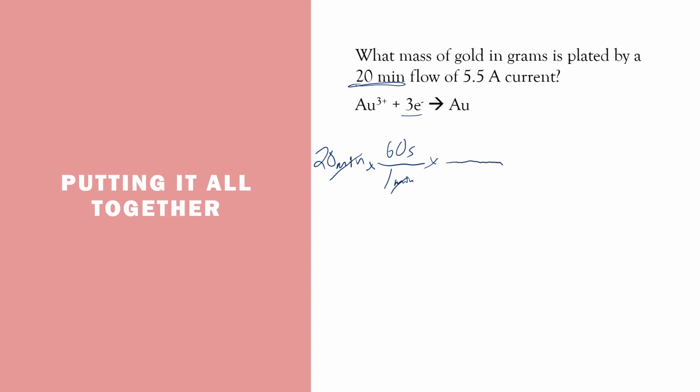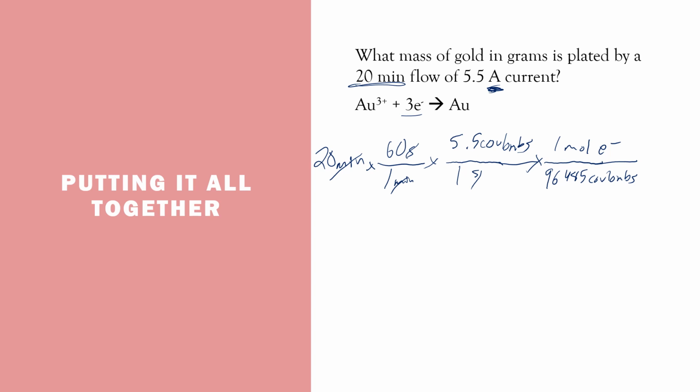We know that amps is coulombs per second. So I know for every 1 second there are 5.5 coulombs. That's what amps means. So now I can cancel out the seconds. Now that I have coulombs, I have the Q, the charge, I can use Faraday's constant. It is 96,485 coulombs for every 1 mole of electrons.